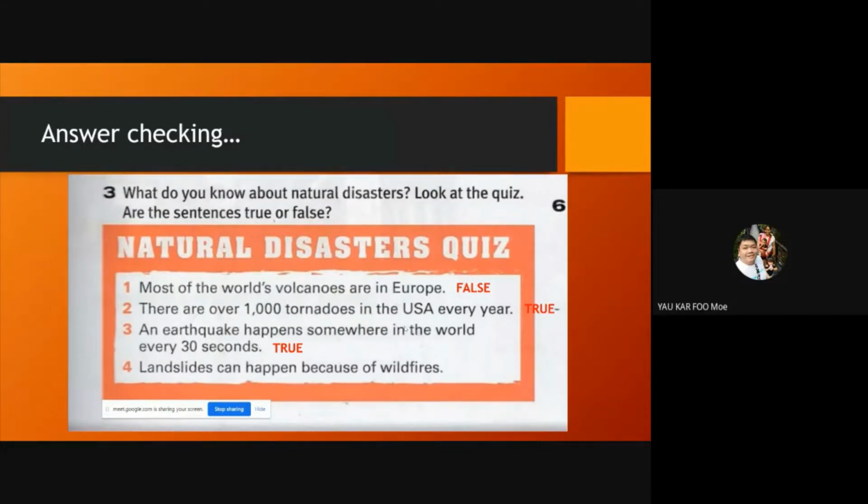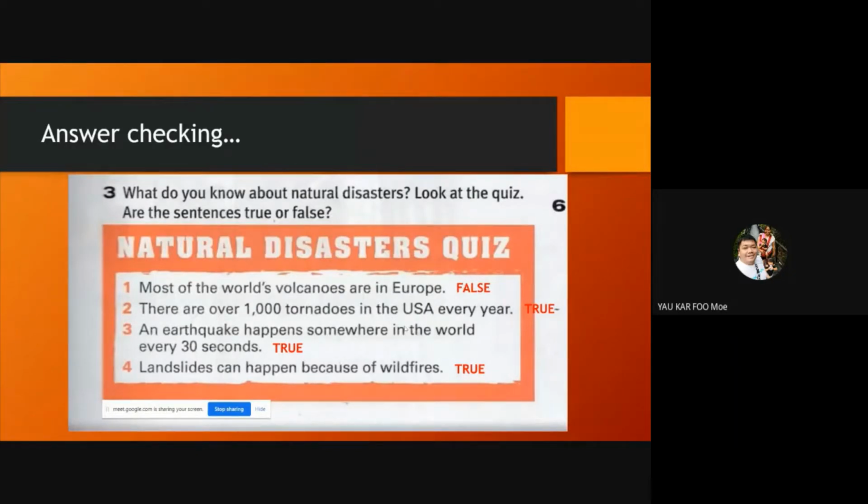Let's look at the actual answer. Very good, congratulations, Shahmi, your answer is correct. The actual answer is true. The landslide can happen because of wildfires. Why, boys and girls? What is the reason why wildfires can cause the tanah runtuh? The landslides.